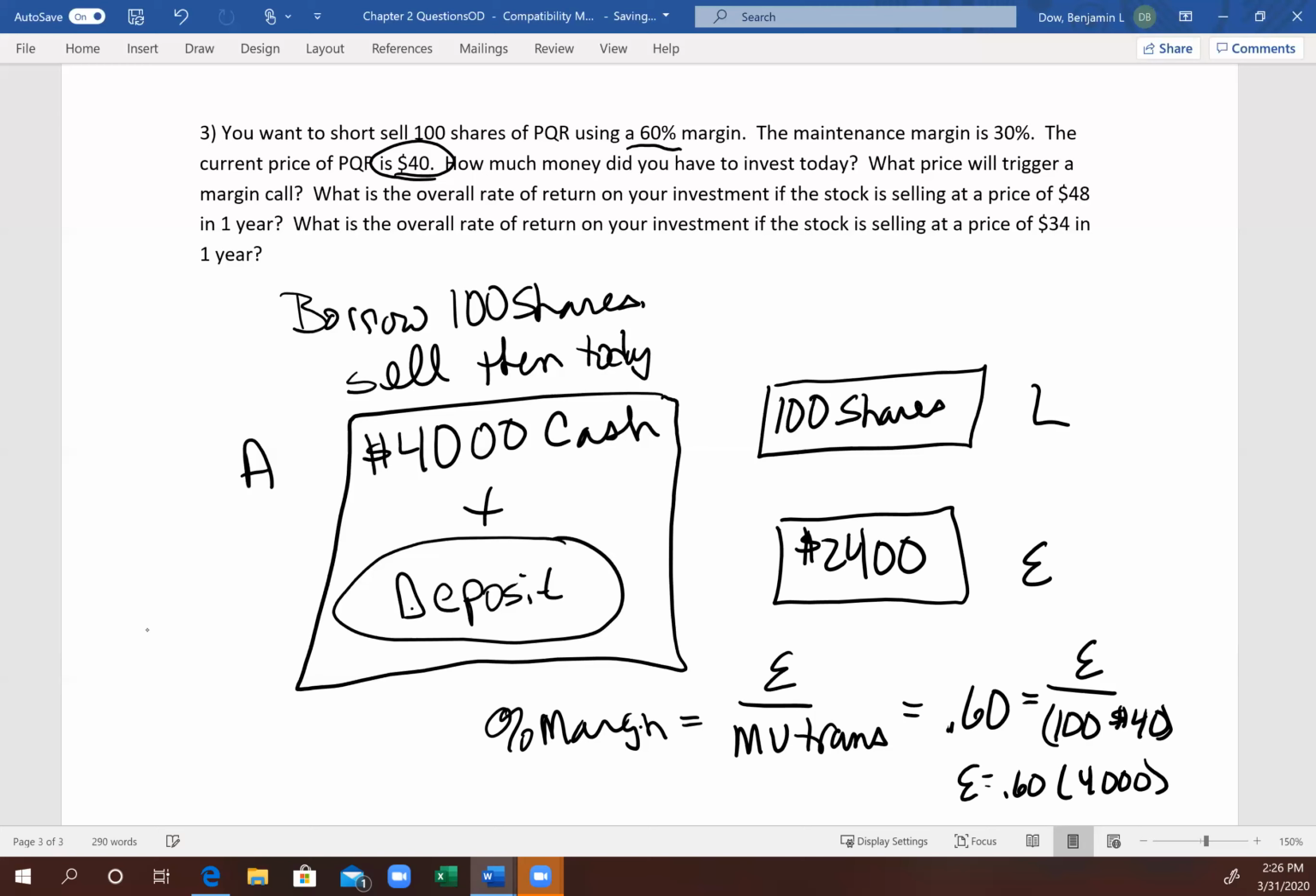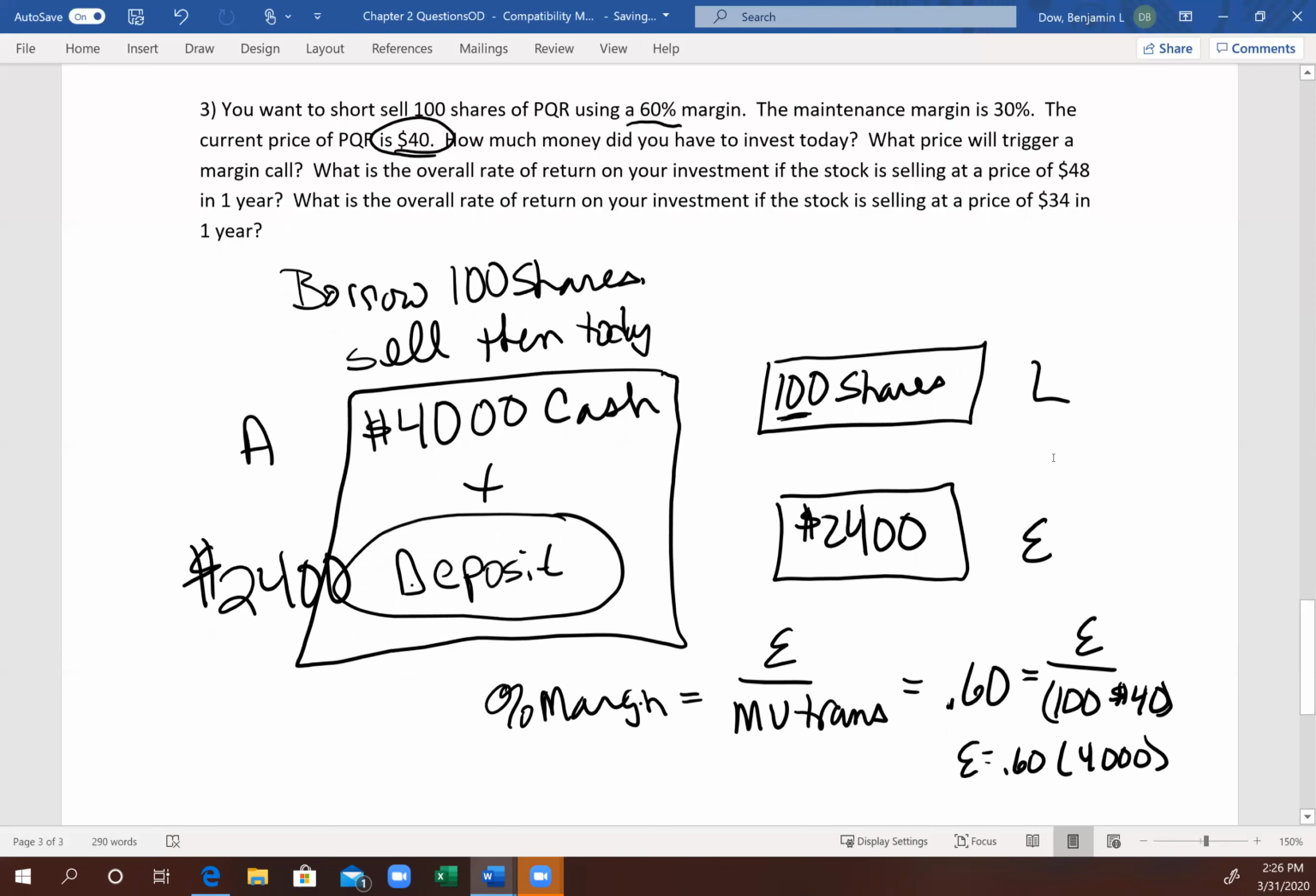Okay. All right. Now, that's actually the money that we have to deposit, the $2,400. So actually, all told, there's $6,400 available to repurchase the 100 shares of stock. So that gives us a little cushion in terms of what we're able to repurchase.